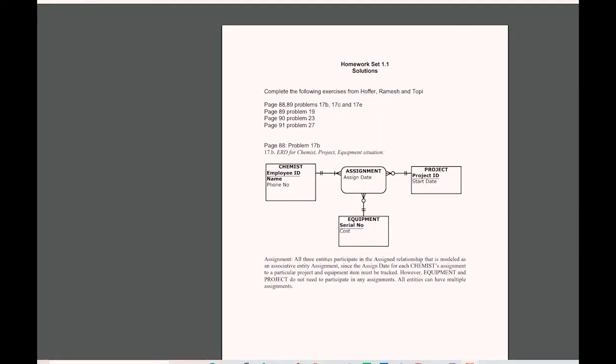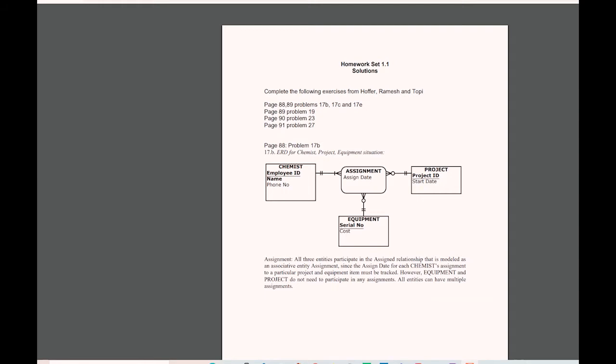I wanted to talk a little about the homework 1.1 that we had assigned and just do a quick walkthrough of that. I mean, I provided solutions for you, but I just wanted to walk you through that as well. So here we have the solutions to this. This was from the Hoffer textbook, and I gave you the background already, the actual problems that are part of Blackboard. But the first one is, so we have an ERD for the chemist and project and equipment.